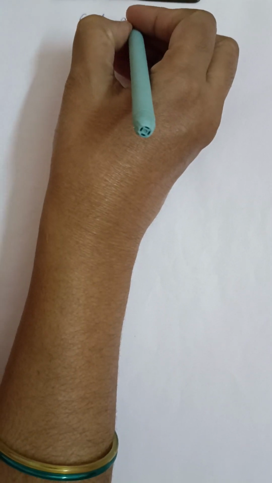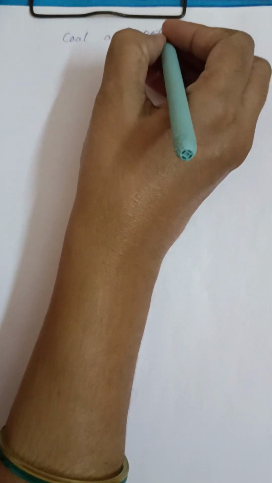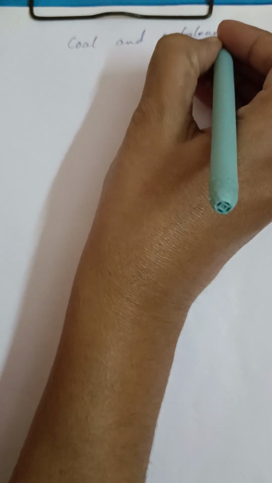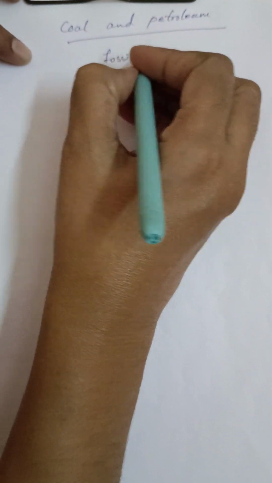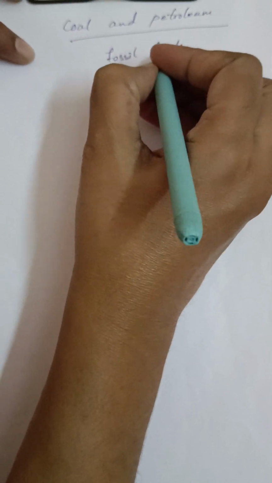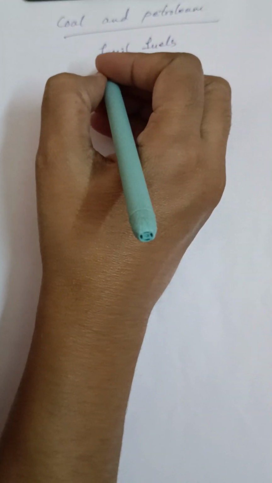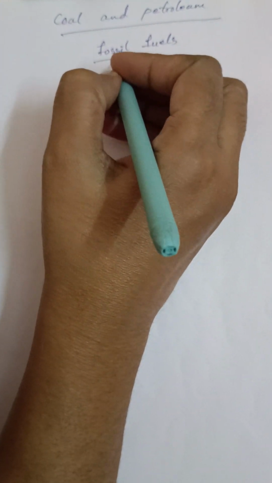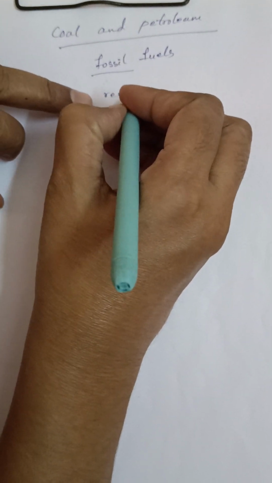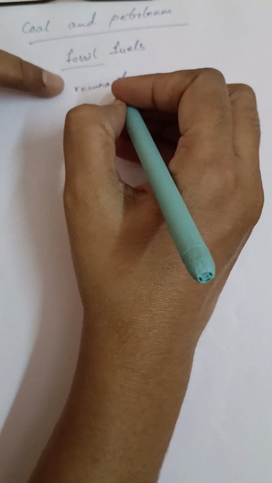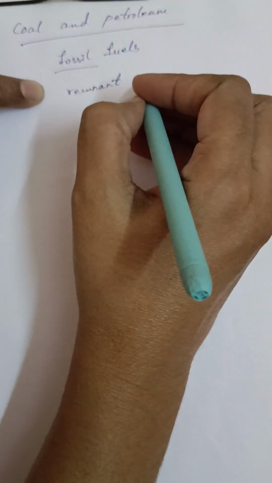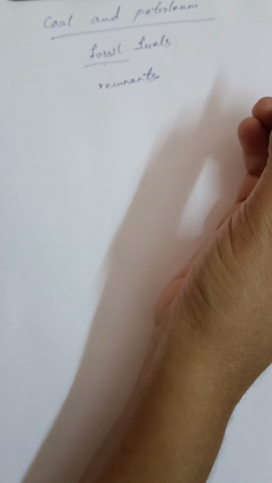So, coal and petroleum. What are coal and petroleum? These are the fossil fuels. I might have explained this already or not, I forgot, so let me explain again. What is a fossil? It is formed from the remnants of dead organisms. When a living organism dies, its body is converted into a fossil. So we can say fossils are the remnants of living organisms formed after death.